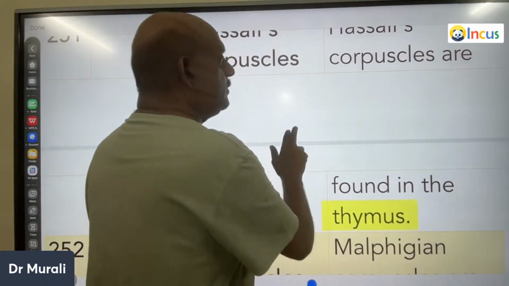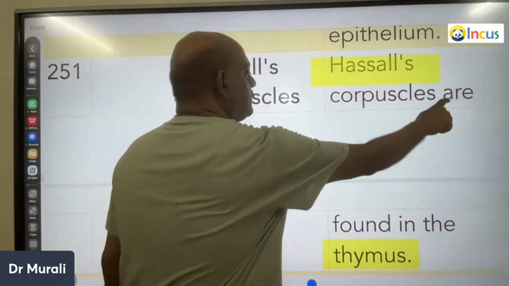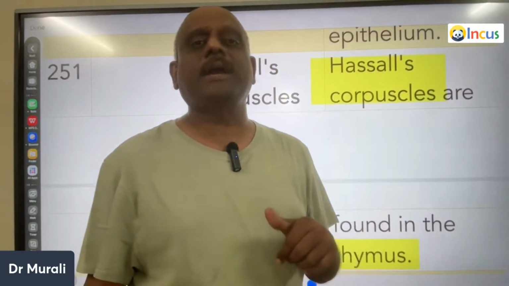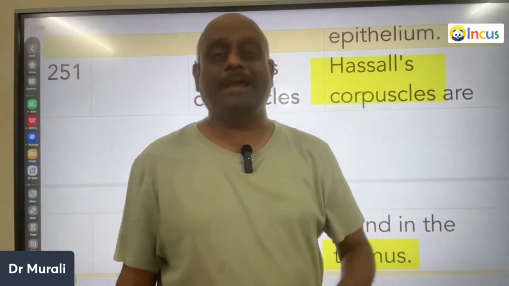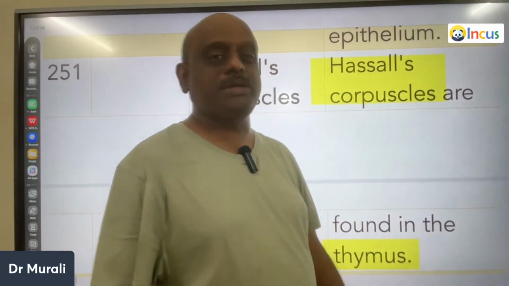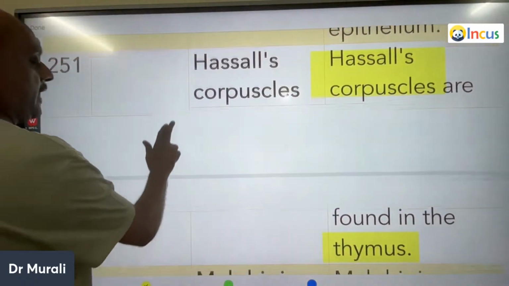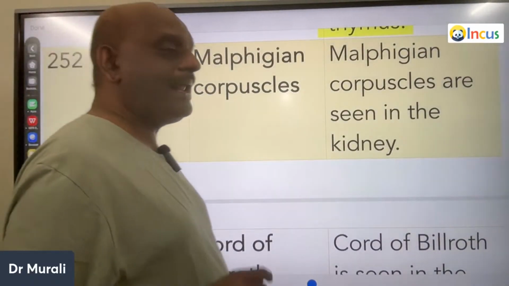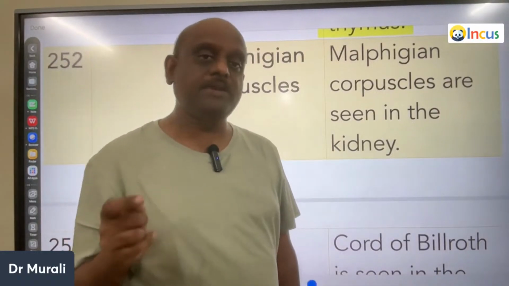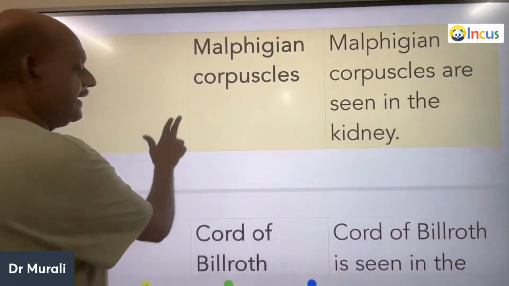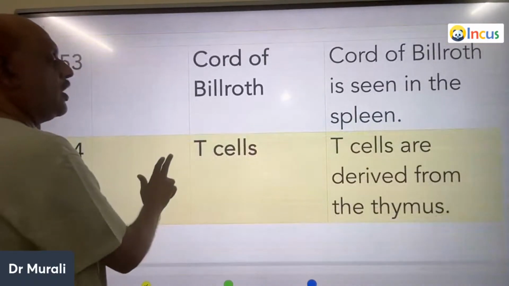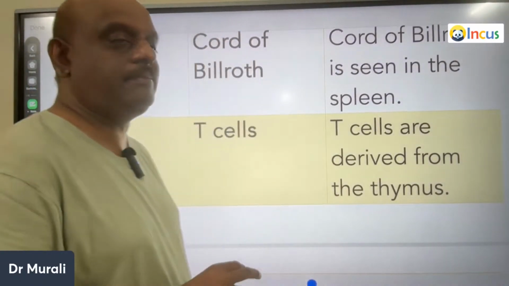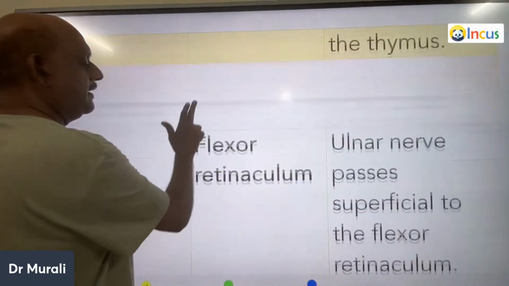So Hassall's corpuscles are found in the thymus. Once more, you need to go back to Google Images and check Hassall's corpuscles. How do they look? So tomorrow image-based questions typically come from this kind of high-yield facts. So where do you see Malpighian corpuscles? Malpighian corpuscles are seen in the kidney. Cord of Billroth is seen in the spleen. T cells are derived from the thymus.